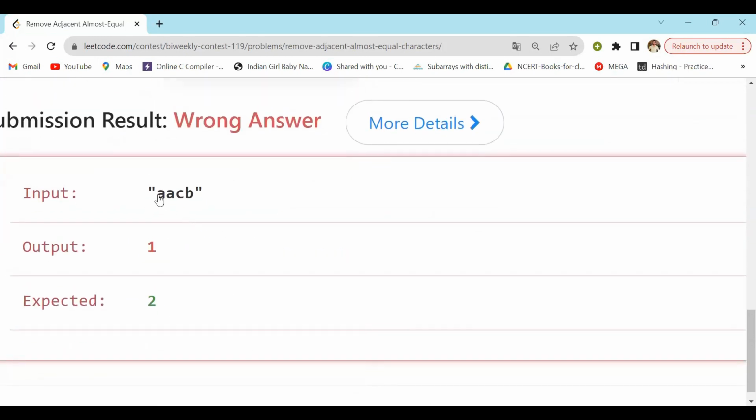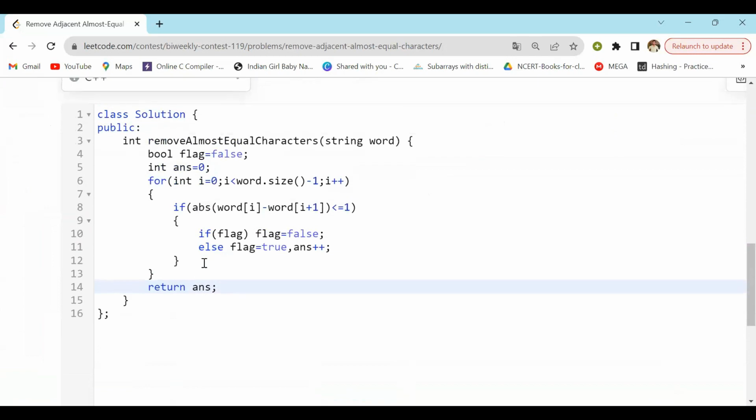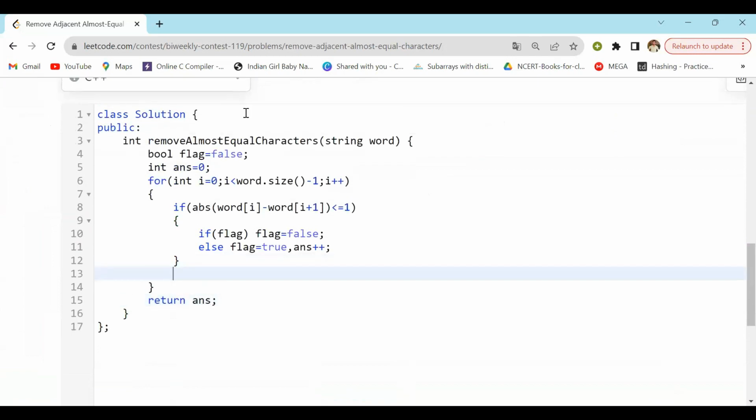So here, if you see manually, A and A, so we should change the second one, right? We change this one. Now going ahead, A and C, they're not almost equal. Going ahead, C and B, they are okay. One case we have to handle: if they are not almost equal, then the flag should always be false, because if two characters are not almost equal, that means you are not changing anything, right?